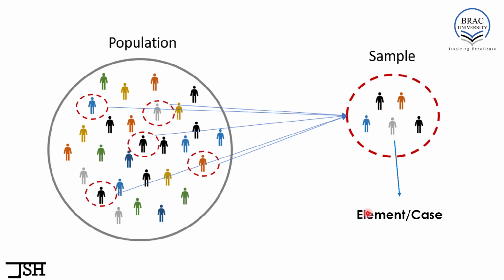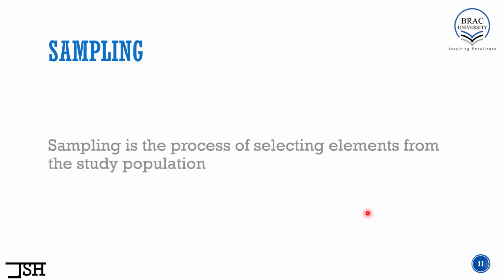Now let's move on to the next concept, which is sampling. It is very, very easy. What is sampling? Sampling is the process of selecting elements from the study population. So again, it is just the process of selecting elements or cases from the population. Do not worry, it will be explained in much more detail in the next class. The next whole class is based on the concept of sampling.